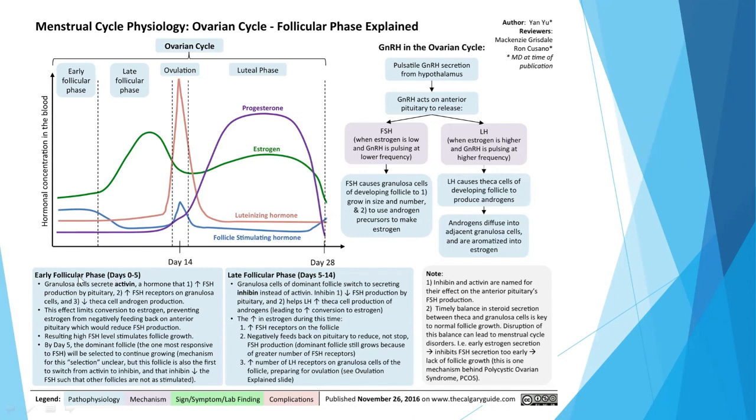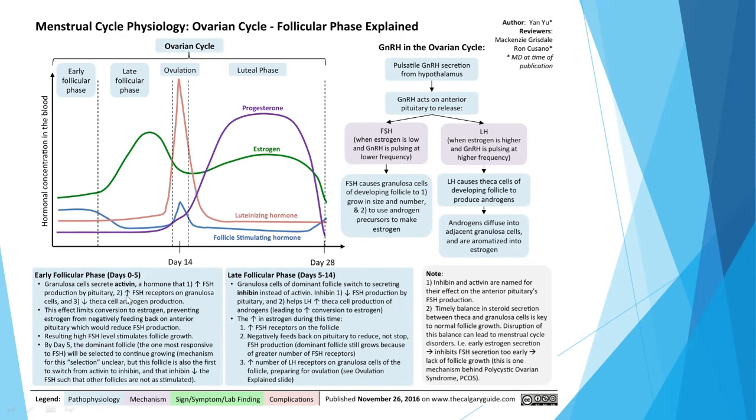Now, let's talk about the early follicular phase, and then there is the late follicular phase. So currently we are in the follicular phase. The granulosa cells secrete activin, which is a hormone that increases the FSH production by the pituitary. So please remember that this is a very important concept in this ovarian cycle. Please pay attention to this slide, and you have to rewatch this again and again.